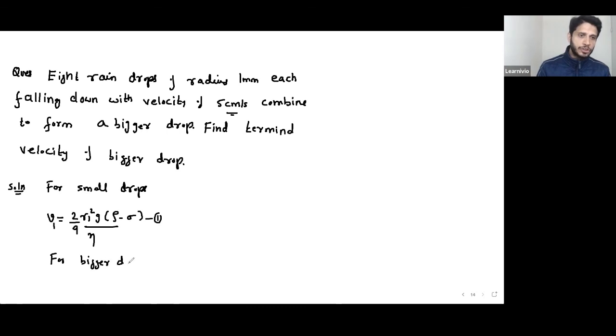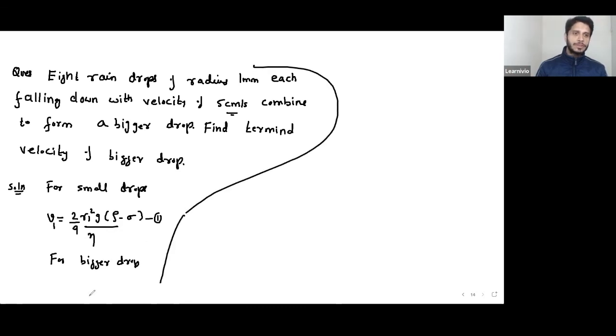Just tell me which term will change out of these terms. If it is the same water, only the size of the drop is changing. Which quantity will change out of R, g, rho, sigma, eta? Only the radius will change. All other terms will remain the same. So that is 2 by 9, R2 square g, rho minus sigma, over eta. Because the coefficient of viscosity doesn't depend upon the size, it depends upon the nature of the material. Similarly, the densities. So just take the ratio V2 over V1.